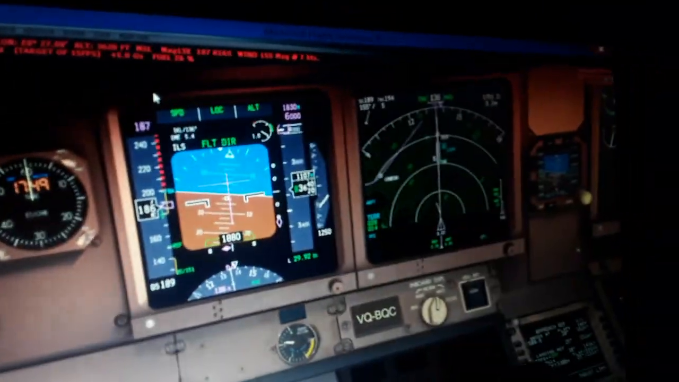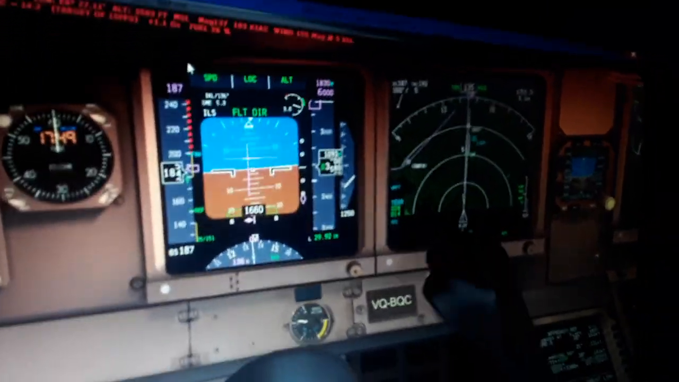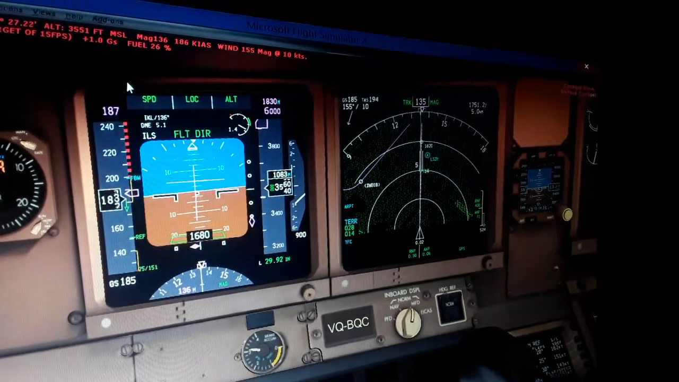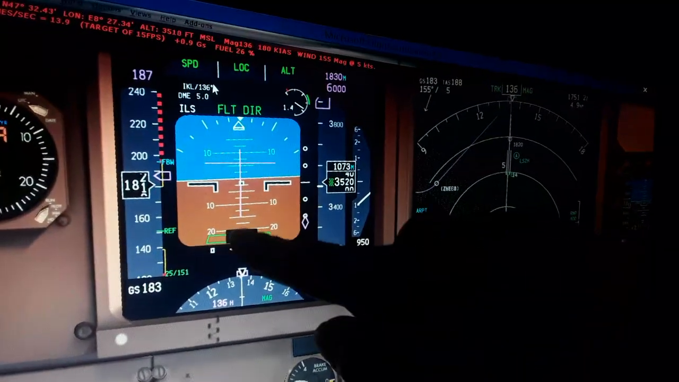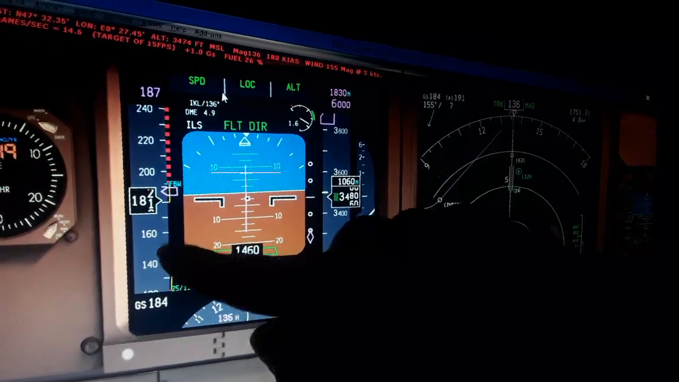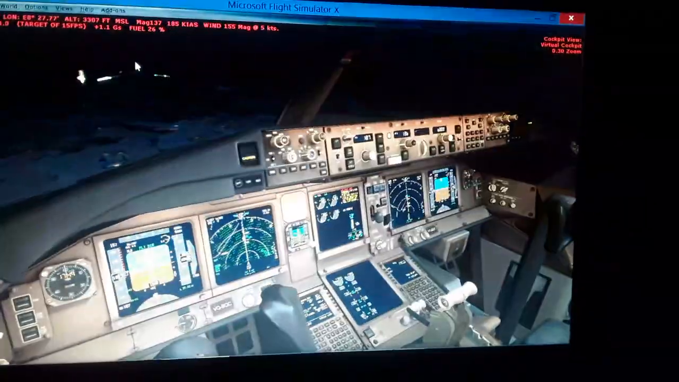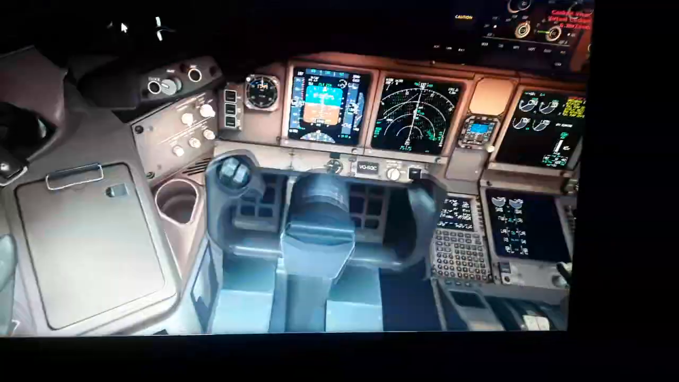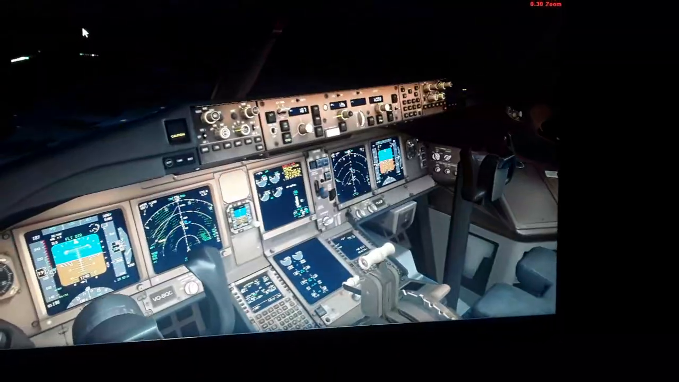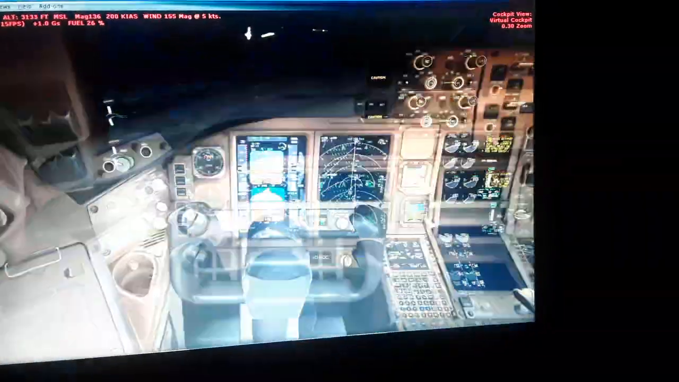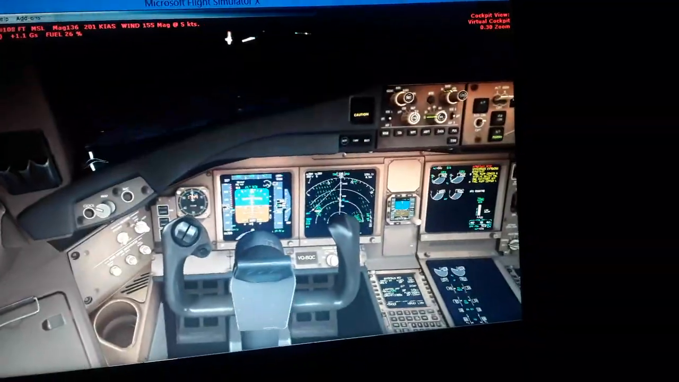So we can see we have the LSZH localizer over here. All the information. You can see the glide slope. We are 1,500 feet above the ground, 180 knots. The rate of descent of the aircraft and the runway in front of us. So we add a little bit more thrust as we are descending and use full manual flight controls.